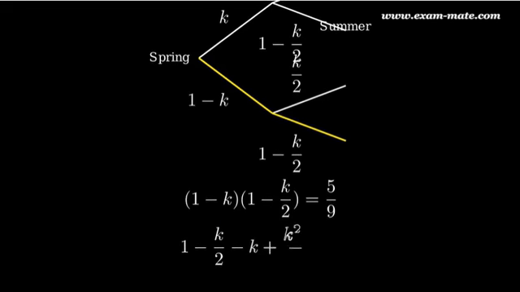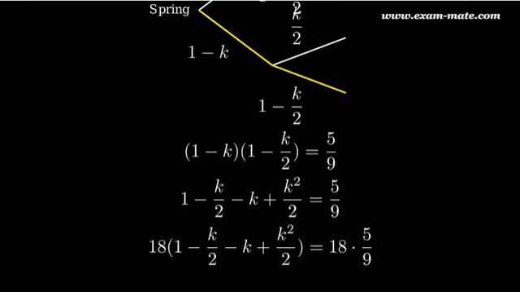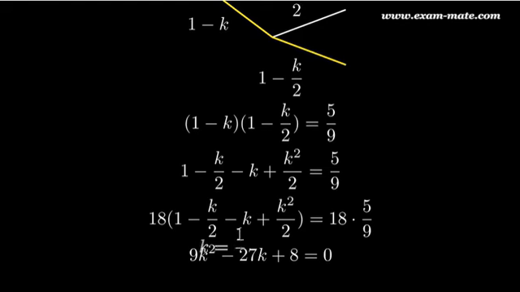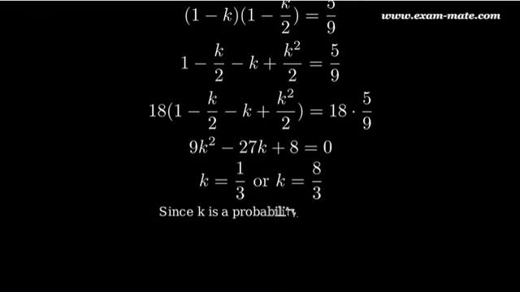When we multiply these terms, we get 1 minus k over 2 minus k plus k squared over 2 equals 5/9. Multiplying both sides by 18 to eliminate fractions and rearranging, we get our quadratic equation: 9k squared minus 27k plus 8 equals 0. Using the quadratic formula, we get two solutions, k equals 1/3 and k equals 8/3. Since k represents a probability, it must be between 0 and 1. Therefore, k equals 1/3 is our only valid solution.